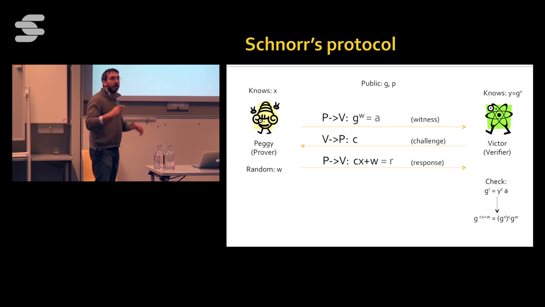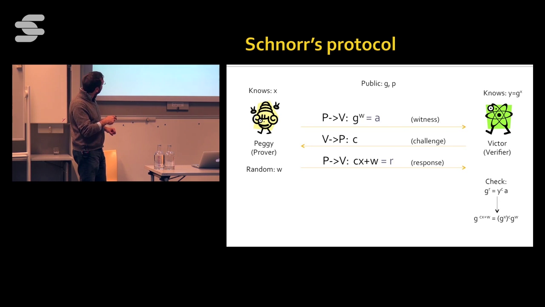Now, first of all, let's make sure that we understand what Victor has to do here when he receives that response to convince himself that it is indeed Peggy. So what basically Victor does is he takes this response and raises G to the R, and then Y to the C, and then multiplies it with A. Now this sounds mysterious, right? So G is just this public value G here, R is just the response, okay? Y is the public key, so he has to involve somehow the public key, otherwise he's not proving anything about Peggy knowing the X corresponding to the public key, so that's Y, the public key.